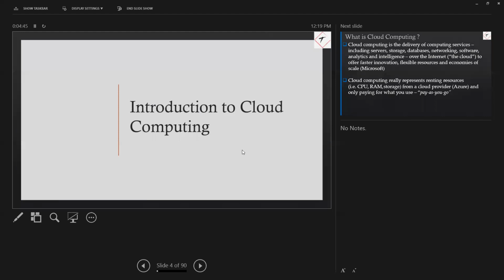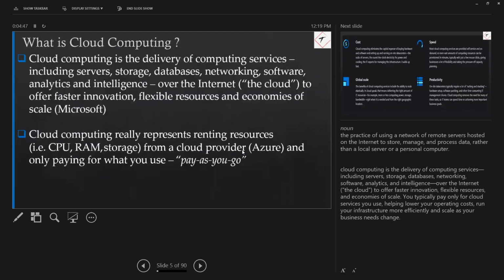So, what is cloud computing? It is the practice of using a network of remote servers hosted on the internet to store, manage, and process data rather than your local servers or a personal computer. That is basically the definition of cloud computing.